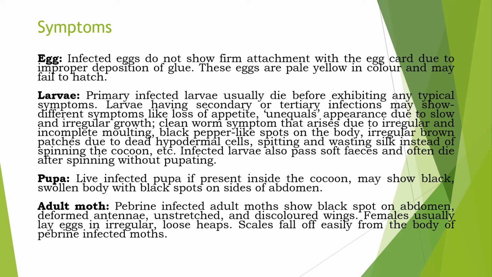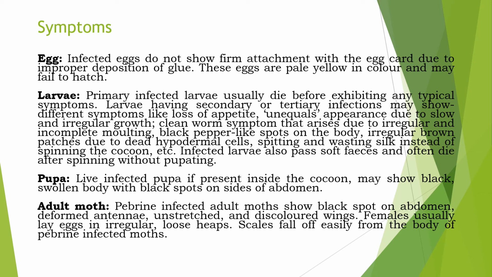In the early stage of infection, pebrine can be inferred by loss of appetite, unequal growth, irregular molting in the rearing bed. In the late stage of infection, black spots appear on the body of 4th and 5th instar larvae. Spinning larvae spit and waste the silk without spinning a cocoon.